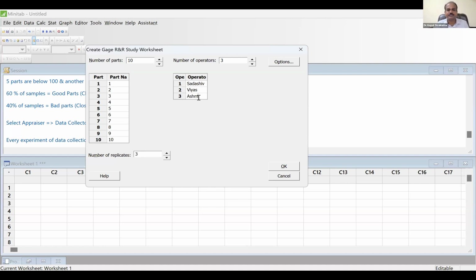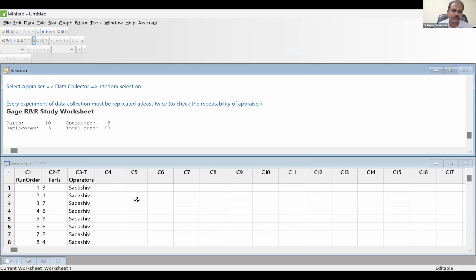Now these are the 3 operators I have. And 10 parts, and I can have 1, 2, 3, or I can have A, B, C, D, and so on. Now 10 here, 3 here, 3 here. 10 into 3 into 3. How much is the value? 90. So minimum 90 readings must be generated. You have to conduct 90 experimental trials and generate 90 readings. Once 90 readings are generated, you can analyze and understand the Gage R&R value, right? Already we discussed about Gage R&R. Now I give OK. Now the Gage R&R worksheet is created.